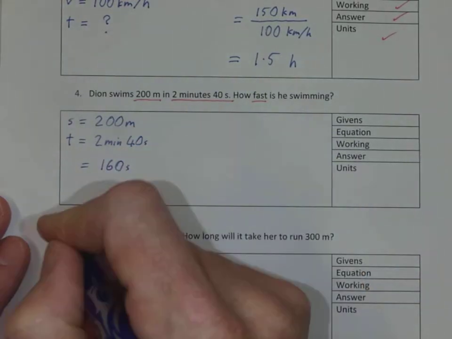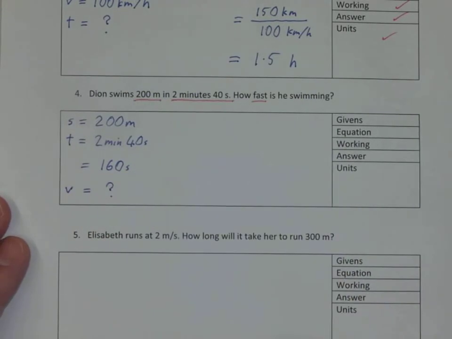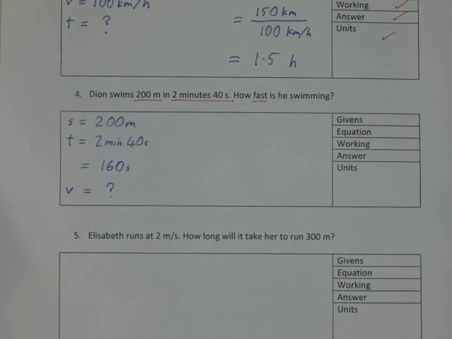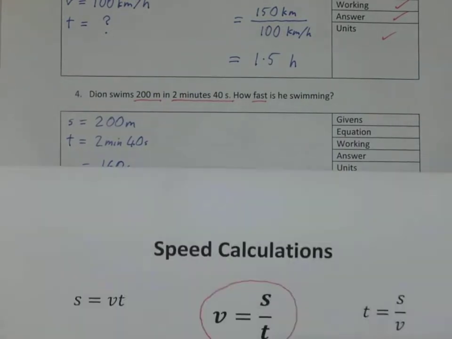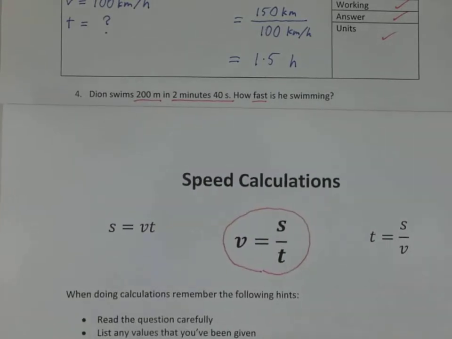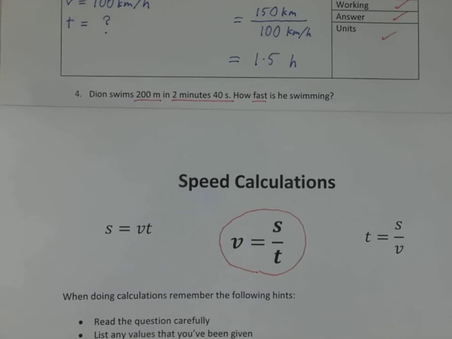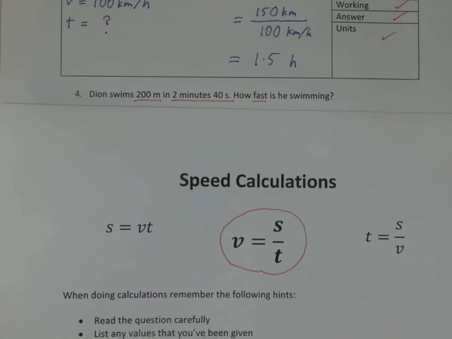And they're asking us, how fast is he swimming? That's the big question mark. So we're back to the original version of the speed equation, because we want how fast is he moving, and that middle version of the speed equation has the speed on the left-hand side all by itself on the equation.